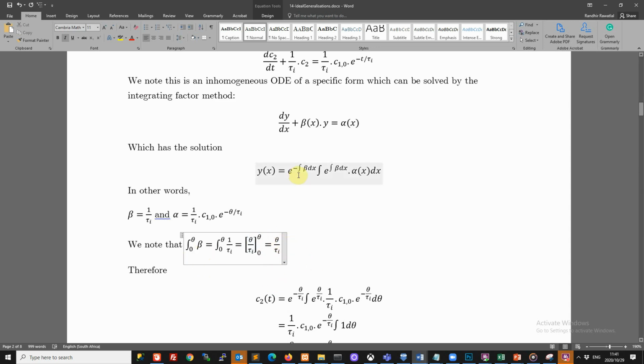And so when we apply our solution, it's going to be e to the minus theta over tau i, so that's what we write here. And then in here we write e to the theta over tau i, so integral e to the theta over tau i, and then we write in our function for alpha. So alpha is this whole thing here. So there's alpha.